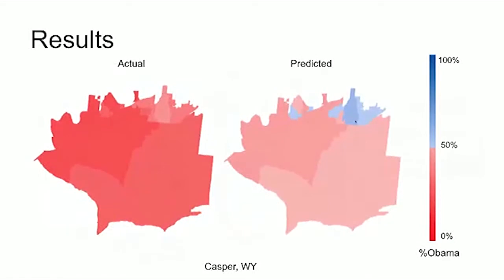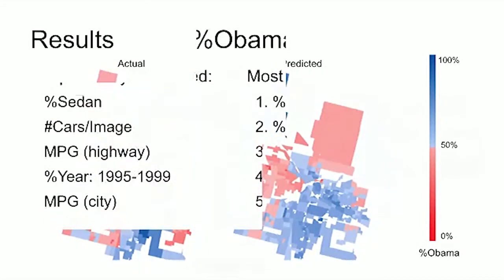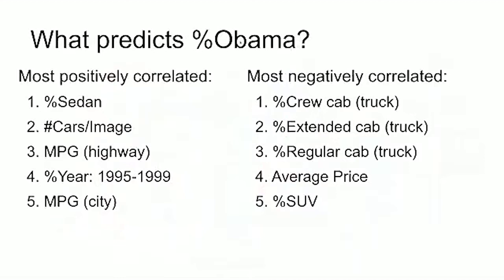Here, is this Casper? Yep. We say it's mostly Republican, except we get some of these wrong. And here is, I guess, Bakersfield, California. And then again, which car attributes are most highly correlated with Democrats versus Republicans? It turns out that places with a lot of sedans have a lot of Democrats, and places with a lot of trucks in our data set have a lot of Republicans, which was very interesting to see for us.